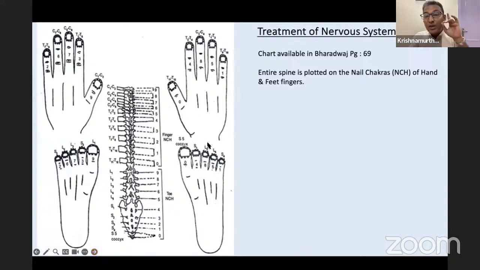And you can also treat the spine on the nail chakras. The upper part of the spine is treated using the nail chakras on the hand, and the lower part of the spine is treated on the nail chakras of the leg. How to treat and what a nail chakra is are taught in the later semesters. So this is also one place where you can treat.